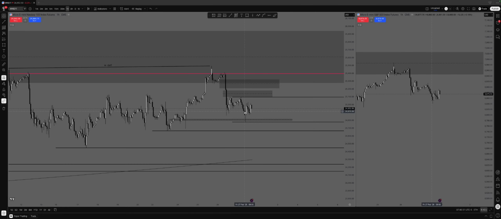Hourly is pretty much looking the same. Accumulation, manipulation. We just came back into the range. I just call that a retracement for more liquidity. I wouldn't say this is necessarily manipulation. I'd also say that's the start of distribution, but not enough liquidity. Retrace for more, and then go.